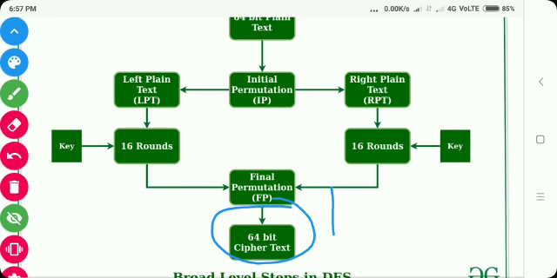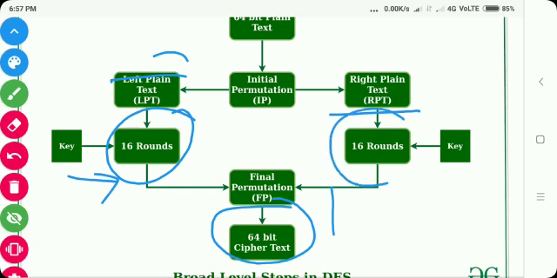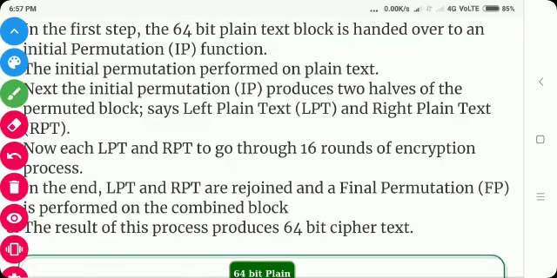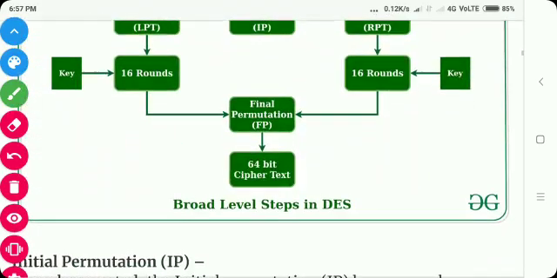Okay, so these are the steps. First, the 64-bit plain text is given to the initial permutation. It breaks it into left plain text and right plain text, and this left plain text goes through the 16 rounds, and a key is provided for each round. Likewise, the right plain text goes through the 16 rounds and keys are provided. Then it provides the output as the final permutation, FP, and then it provides the 64-bit cipher text. So these are the broad level steps in DES.